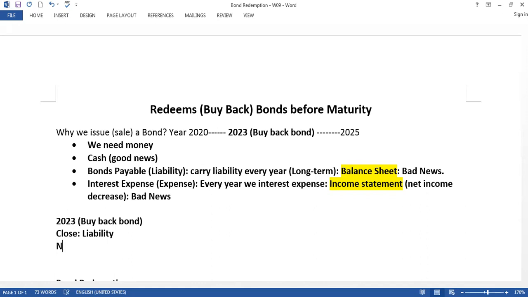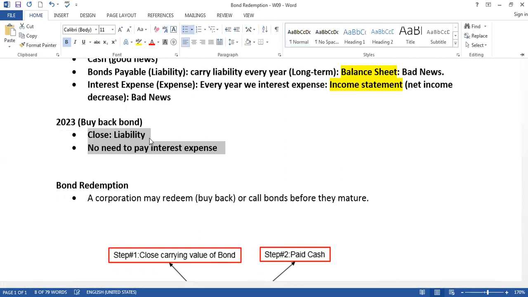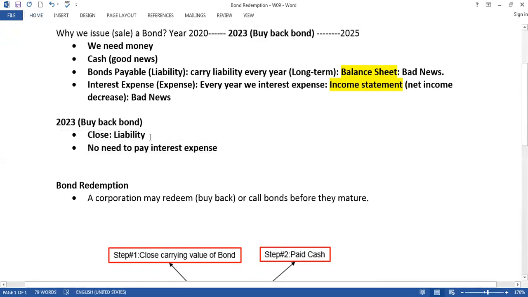Then no need to pay interest expense. If you buy back the bond, you no need to pay any interest expense. Okay. Now, if you buy back the bond, these two pieces of information are good news or bad news? Good news, right? You close your liability. You don't have any liability, for example, bond. So this is good news.